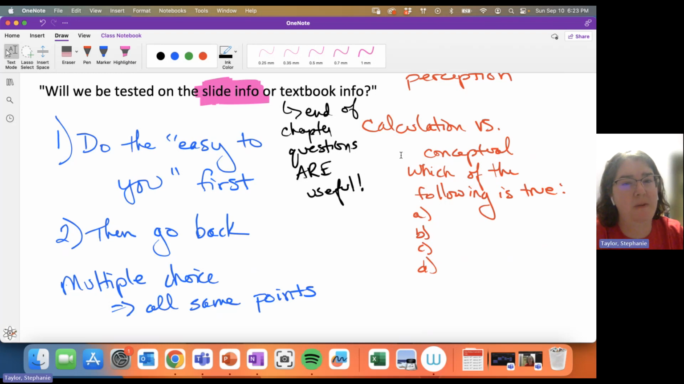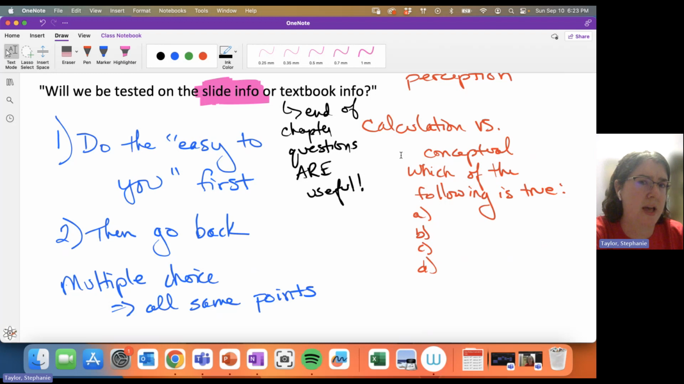Will we test on the slide info or the textbook info? So the textbook, the end of chapter questions are useful. But as far as what we're going to test you on, we're not going to pick something random out of the textbook that we didn't do in class. So class is where your information is coming from. Slides are where the information is coming from.